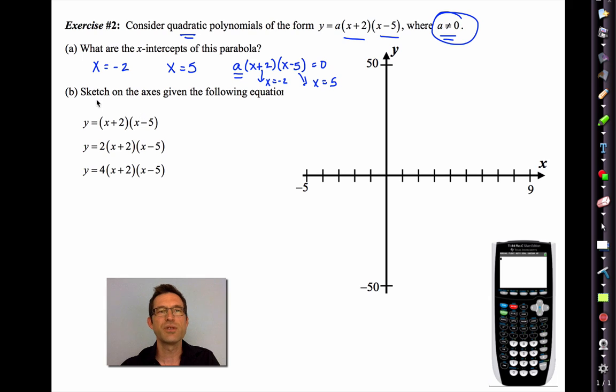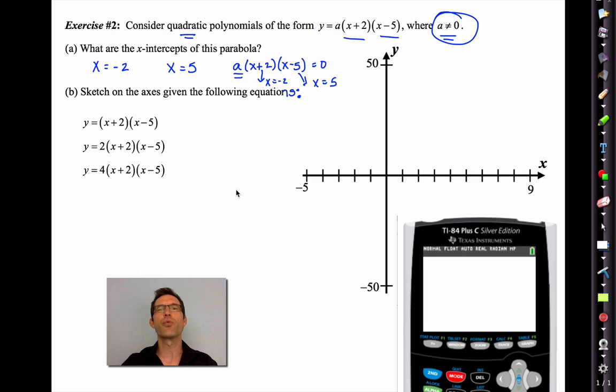Now, I had something get cut off here in letter B, but on your worksheet it probably looks correctly. It should say, sketch on the axes given the following equations. Let's just write that in, okay? So let's do this. Let's take our TI-84 Plus, okay, let's make it large again, and let's put those 3 equations in.